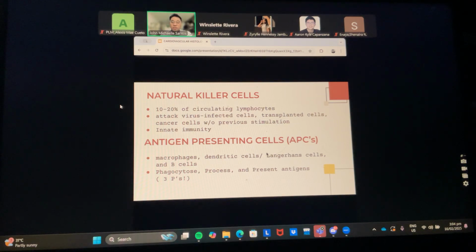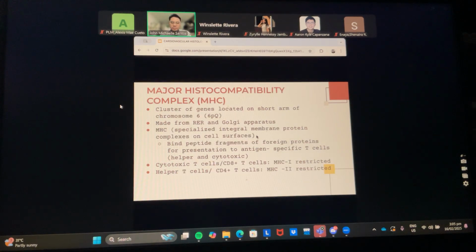Because these antigen-presenting cells, kapag nakakita sila ng antigen, they will now present them to saan? Sa mga natural killer cells, sa mga B lymphocytes, T lymphocytes, okay? So by presenting these antigens, they bring now the foreign body to your lymphoid organs. Yun yung presenting part. And then they will be processed by, how? They will be phagocytized and then inactivated.